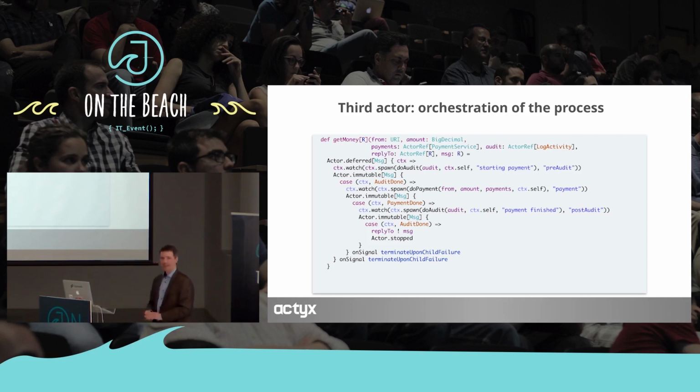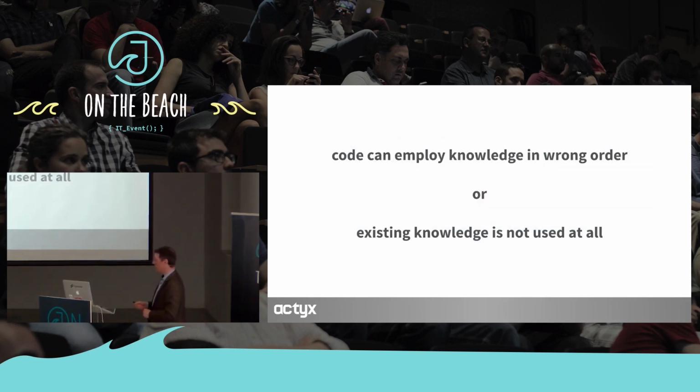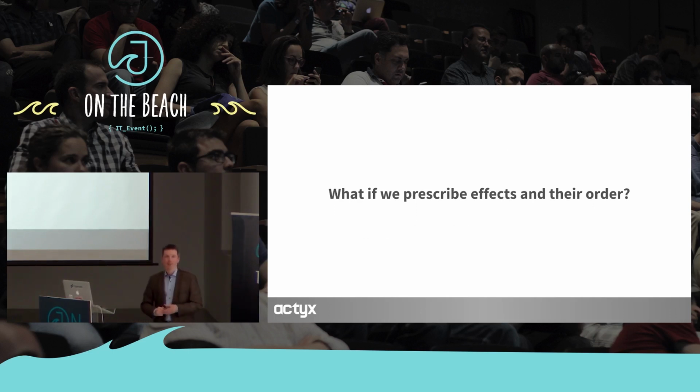So, can we do something about this? And that's what this talk is getting at. Yeah, can we fix these problems, that we employ knowledge in the wrong order, or that we forget to employ knowledge that we have learned? Well, what if we could prescribe the effects that happen? Because that's what we care about. What if we could tell the compiler, okay, check for me whether I send these messages and whether I wait for these kind of messages. That would be so cool.